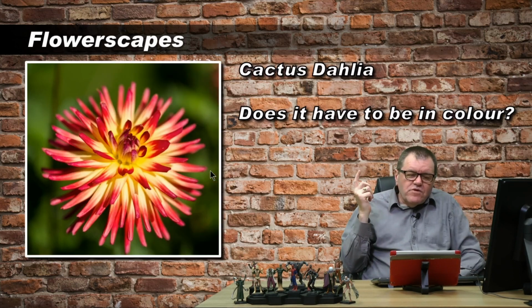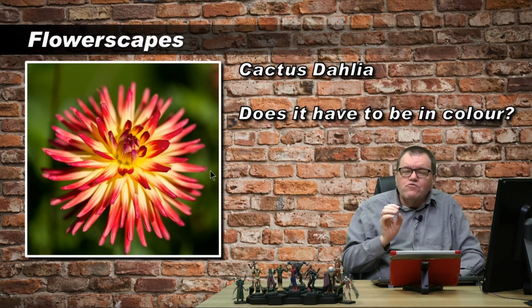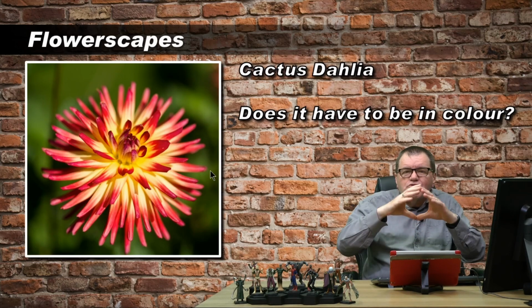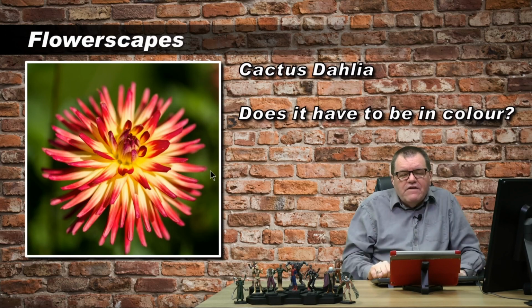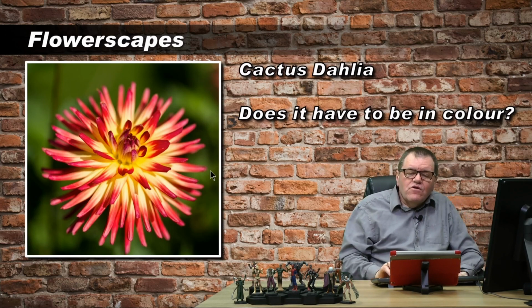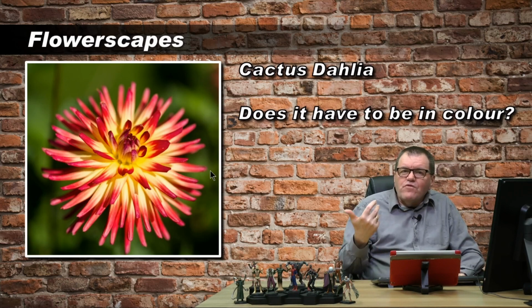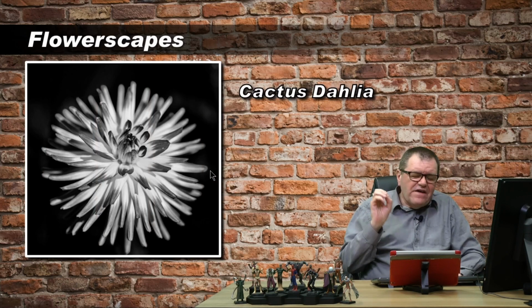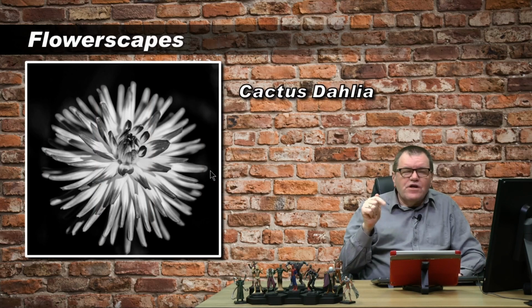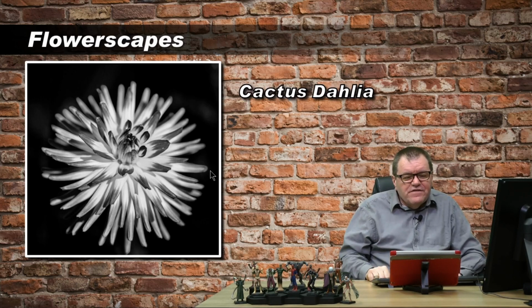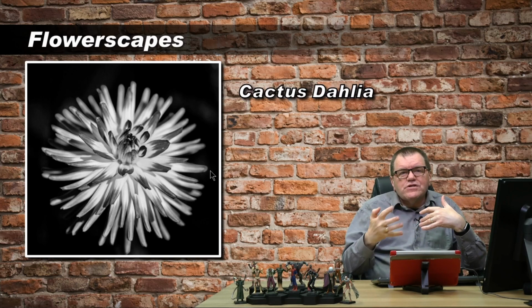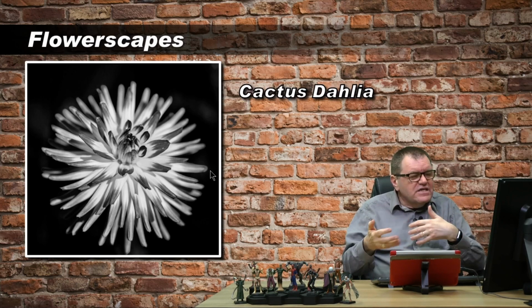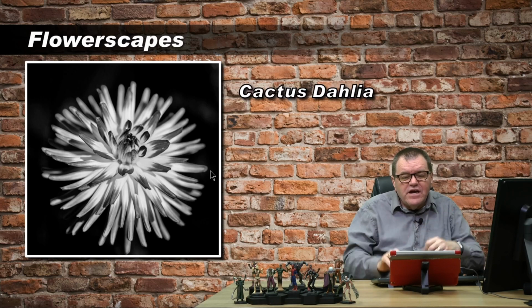Now, another thing, this is what I was saying about the square crops and how square crops really can work with these sort of circular flowers. So here we have a cactus dahlia, it was called, but does it have to be in colour? Now, we think of flower photography and we always think of the colour of the flowers, but actually, sometimes black and white can be just as effective, if not more so. And I prefer the black and white version for this, because it all then becomes about the tones, the light and dark of the image on there.